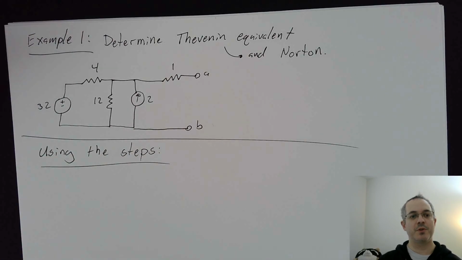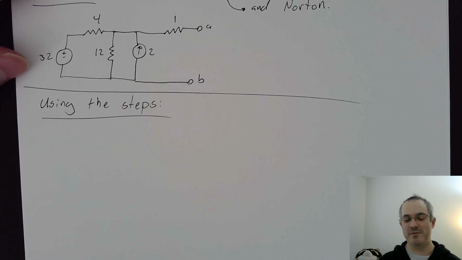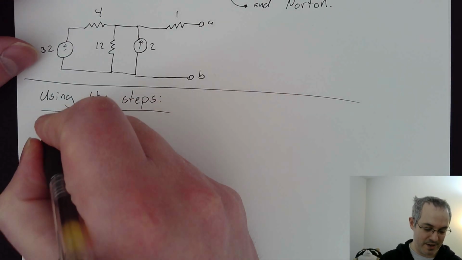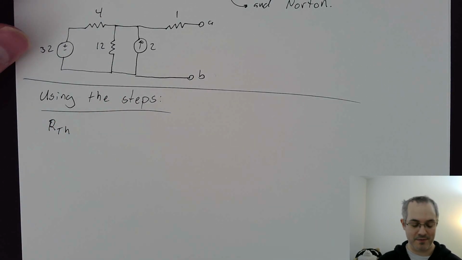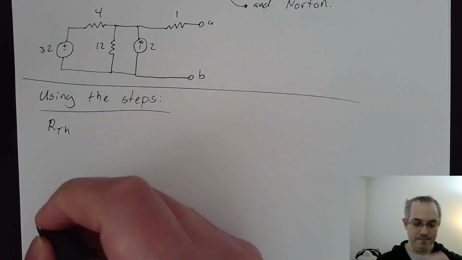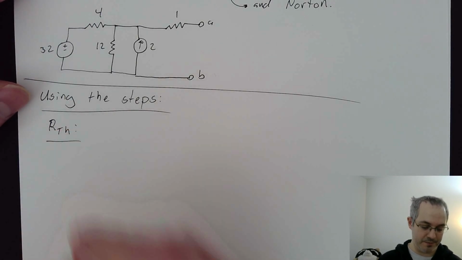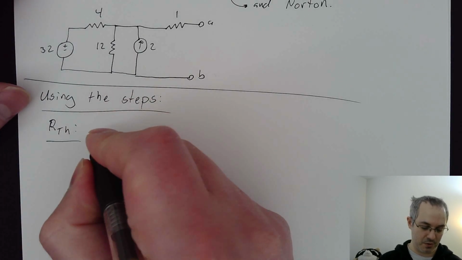So remember, the steps was finding RTH first. I just find it easier in my head. It makes sense. It doesn't really matter which order you do. If you find RTH first or you find the Thevenin voltage first, it doesn't really matter. I just like finding this one first. So the first thing you want to do is turn off all independent sources.